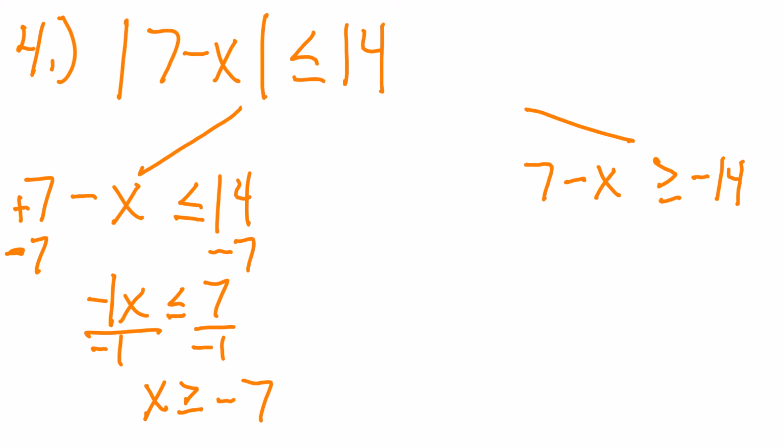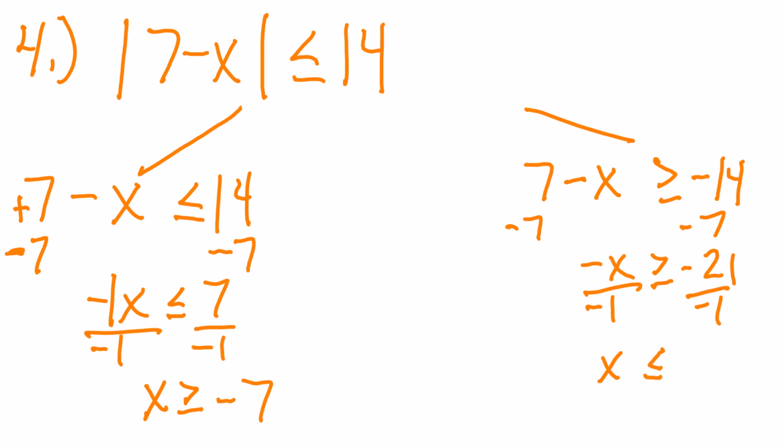Do the same thing here. I subtract 7 from both sides. Get minus x is greater than or equal to minus 21, because remember we flipped that inequality. And then I divide by a negative 1. And whenever I divide by a negative, I have to flip the inequality. That's why it's x is less than or equal to positive 21.